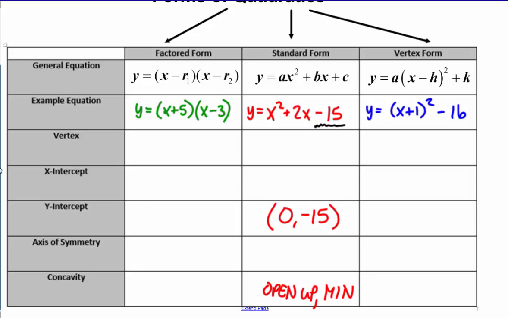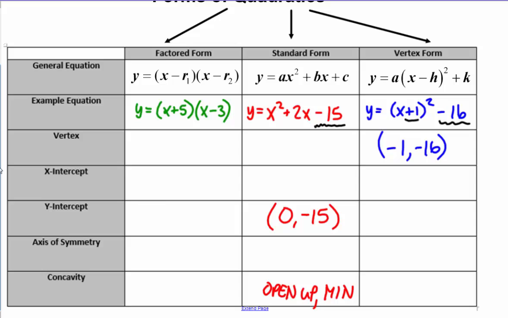Out of vertex form, the key piece of information that we can get, you guessed it, is our vertex. So our vertex in this case is just like you've seen it before. Whatever's inside parentheses is always opposite of what you think. So instead of it being a positive 1, it is going to be a negative 1. So our x value is negative 1, because it's opposite of our x value in there. And then our y value is always the same as what you see, so it's negative 16. So we have our vertex of (negative 1, negative 16).